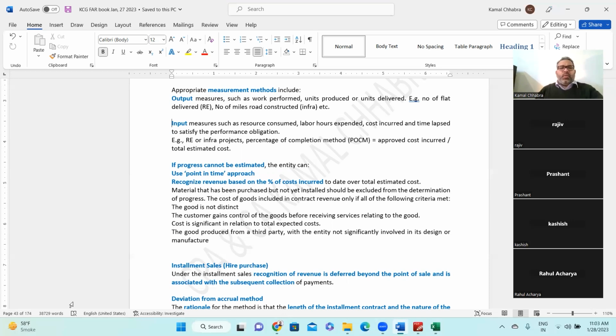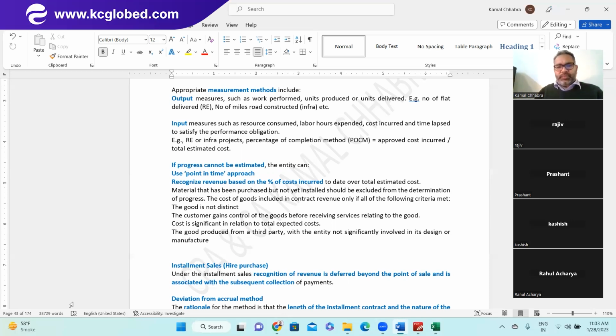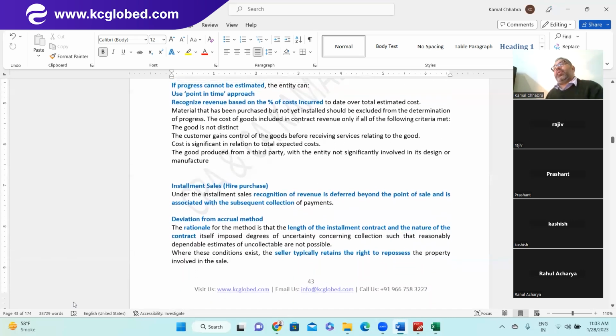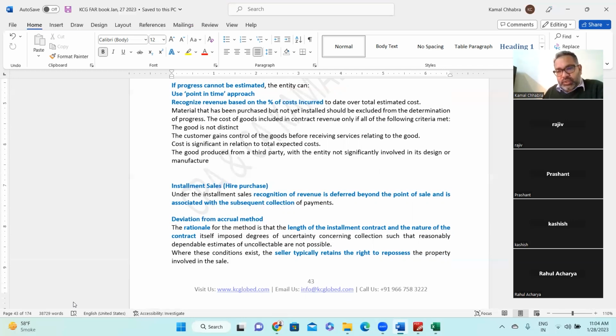Okay. So if the progress cannot be estimated, the entity can use point in time approach or recognize the revenue based on percentage of cost incurred to date over the total estimated cost, similar to percentage of completion method. Material that has been purchased but not yet installed should be excluded from determination of progress, right? Remember that construction example, right? You have purchased the raw material, but the buildings have not yet been built, right? So cost which you have incurred is actually a work in progress. That is not the cost for which you will be recognizing the revenue.